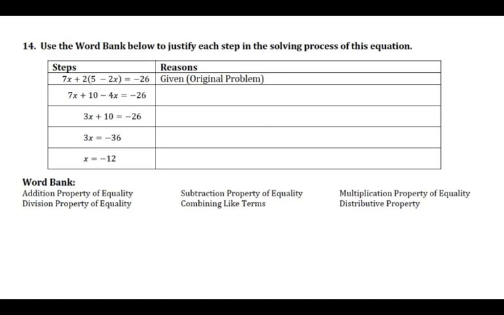So our first step right here, I'm going to go ahead and label it number 1. I have 7 plus 2 times 5 minus 2x equals negative 26. So what I want to do is I want to see what this person did to get from step 1 to step 2. So what did they do? Well, they distributed the 2 into the parentheses. So I'm going to look at my word bank, see if there's anything that says distributive, and there it is. So that means my reason, my justification, over here is going to be the distributive property.